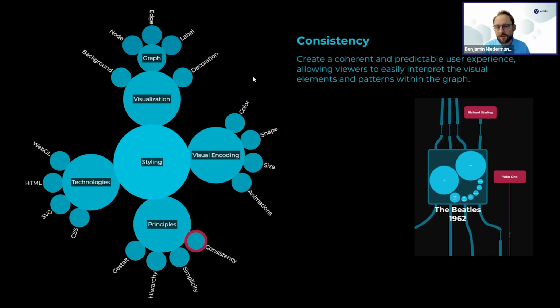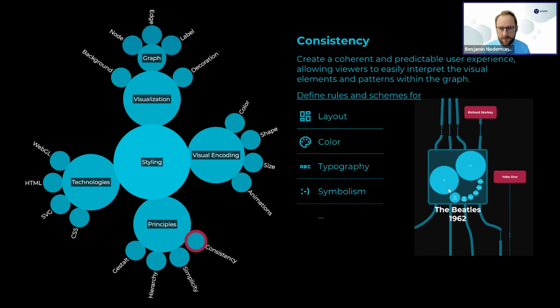One principle is consistency. Here the idea is that the user gets an experience that is predictable and coherent, so that the user can actually predict the behavior of your graph visualization. For example, I have used the same colors for the same type of node. So the user can predict, okay, if I see a blue node, this will be a genre node. A red node will be an artist node. So here consistency is really important.